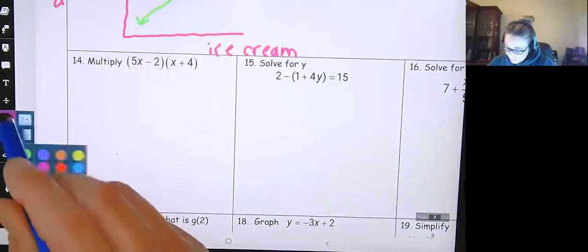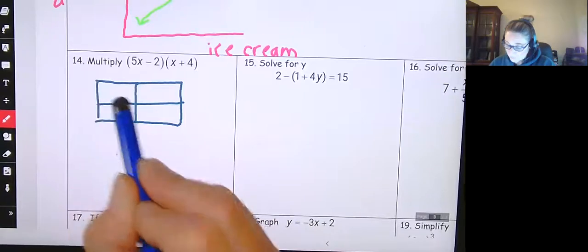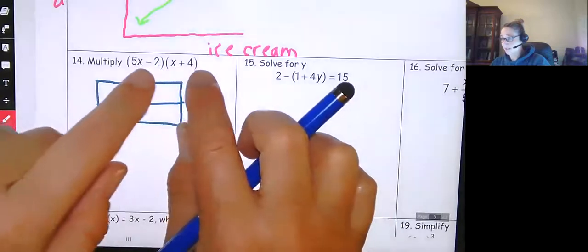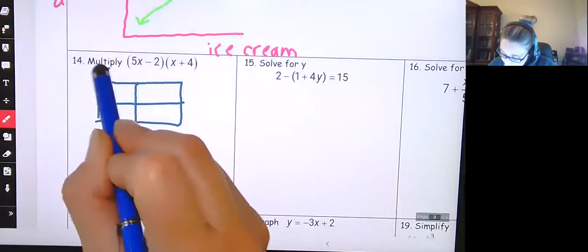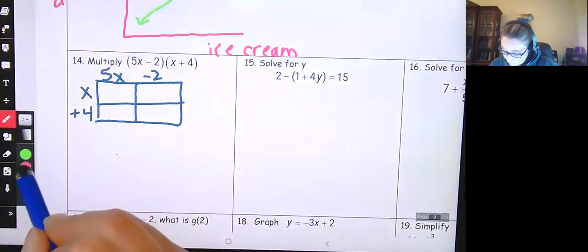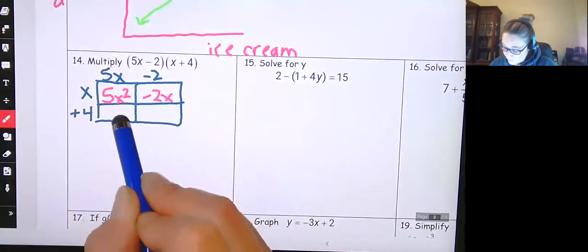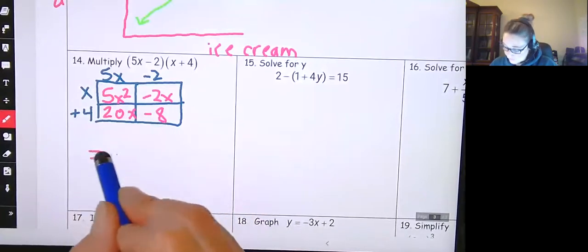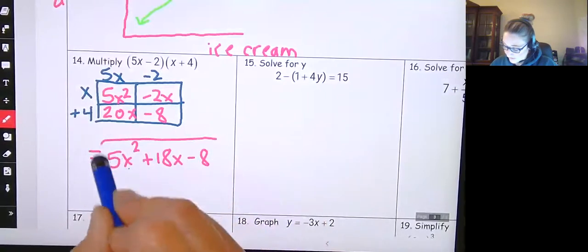Okay, another area model. Now, this one is not any special name. This is not a difference of two squares, not a perfect square trinomial. I don't have the same terms in front or back, and I don't have one a plus and one a minus necessarily. We just have two binomials, so we're just going to do an area model and work this out. So we get 5x squared minus 2x, 20x, negative 8. So this is going to be 5x squared plus 18x minus 8, and that's your answer.